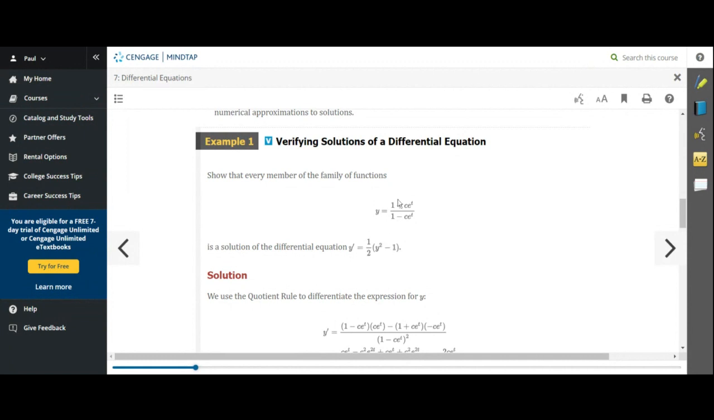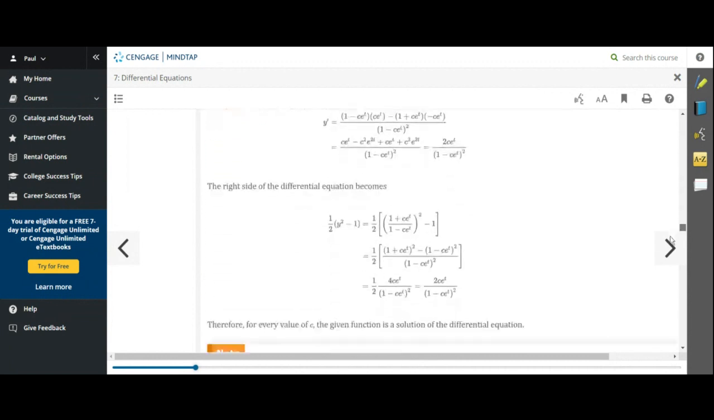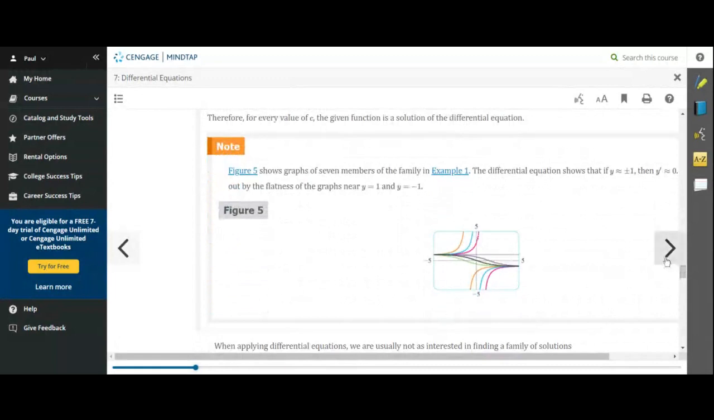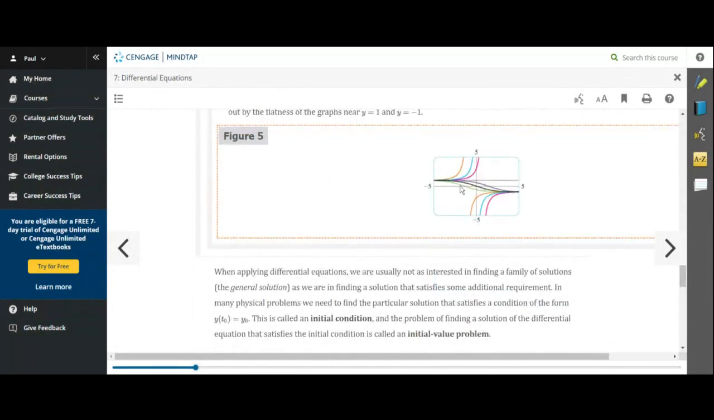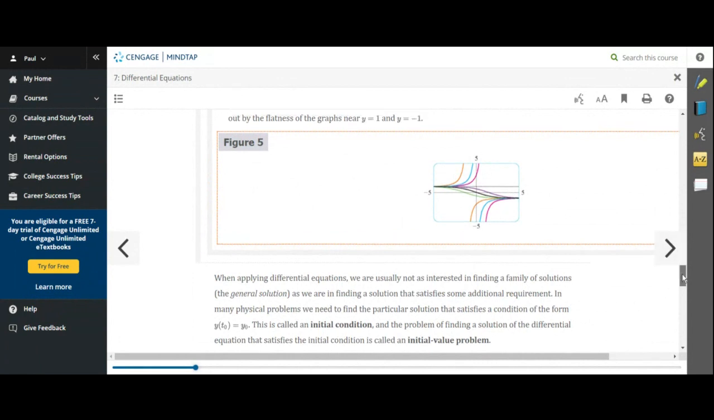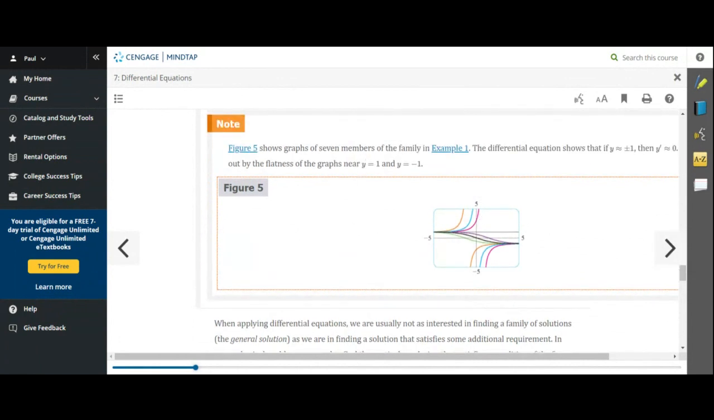What they do is they tell you what a solution is, and you verify it. You get the derivative of y, plug y prime and y back into the solution, and verify it's a solution. But what I want to focus on is this figure here, figure 5. Figure 5 shows graphs of 7 members of the family.